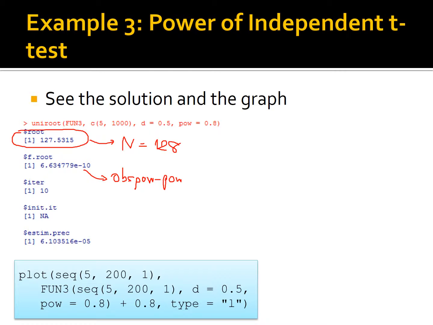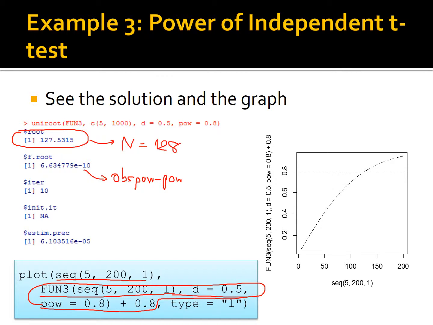So next, I would like to make sure that I have only one solution, so I plot the sample size on the x-axis and power on the y-axis. Okay, the whole thing over here will provide the power. So I get this. You see that the cross section would be somewhere between 125 and 128, which matches with our solution.